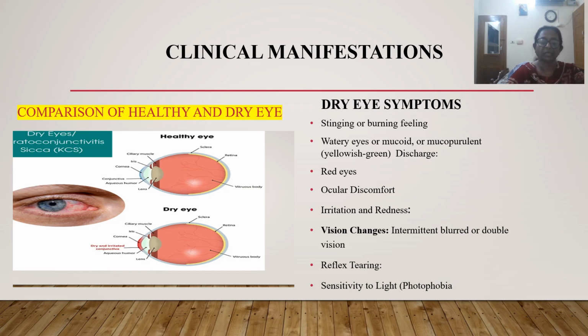So the symptoms are stinging or burning feeling, watery eyes or mucoid or mucopurulent discharge, red eyes, ocular discomfort, irritation and redness, visual changes, intermittent blurred or double vision, reflex tearing, and sensitivity to light or photophobia.